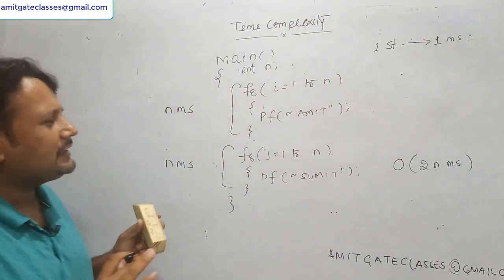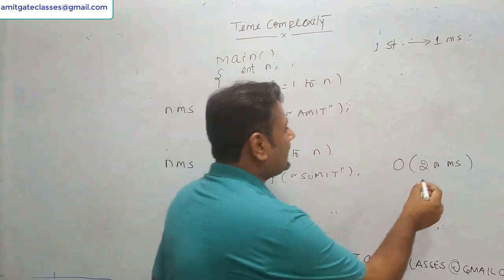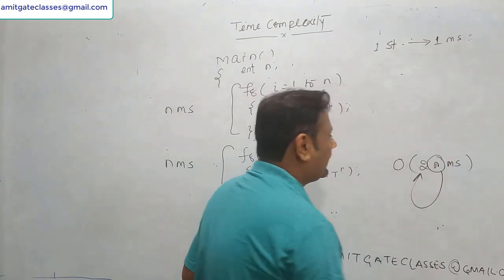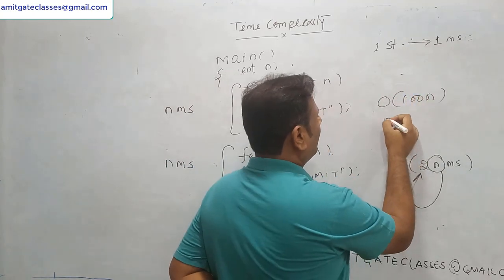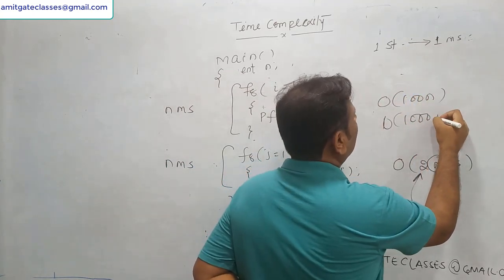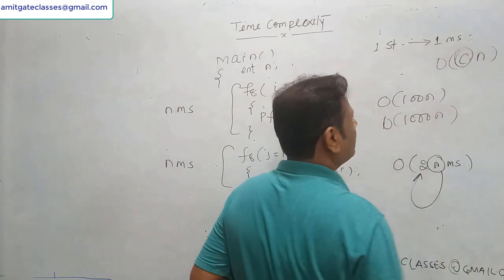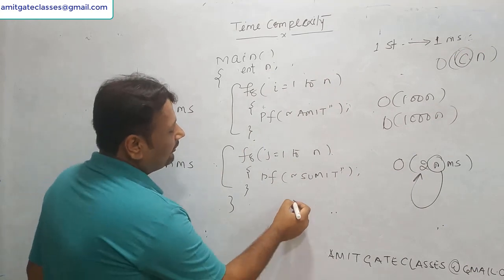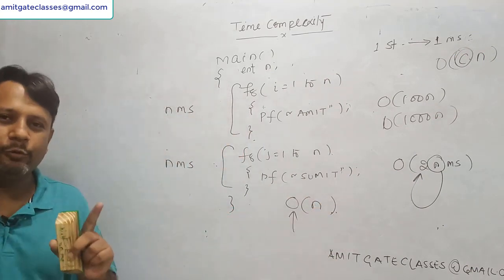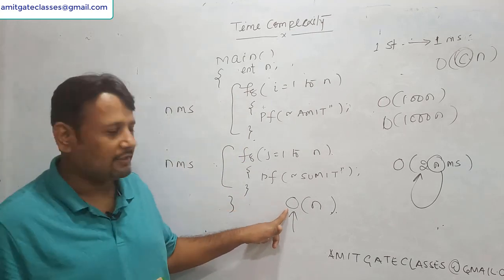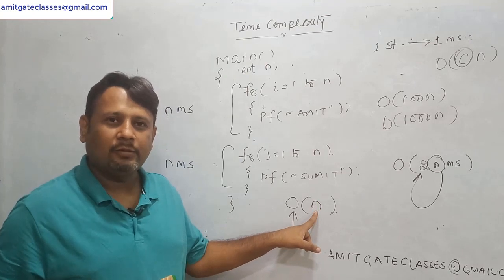And whenever you are representing complexity, please ignore the constant term, because this n is very high compared to 2. So instead of writing 100n or 1000n or order of constant n, we can ignore this constant value. You can write complexity is order of n. What is this big O notation? I'm going to cover it, so do not worry about this notation. Only focus on how we are doing the time complexity problem.